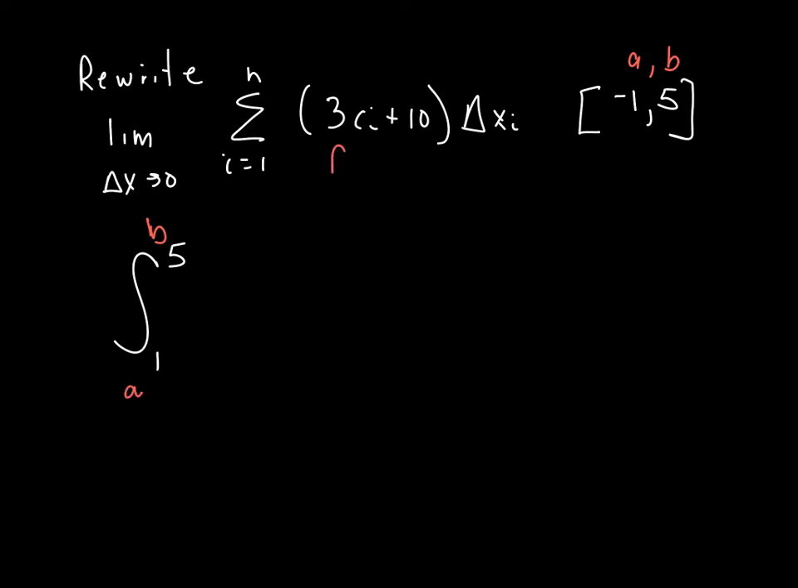Now inside here, this is my f of c of i. So that just means f of x is equal to 3x plus 10. So that comes inside here. And I need to make sure I have my variable, my dx, inside there.